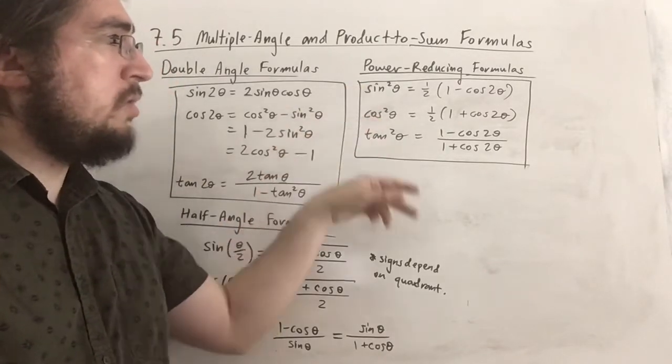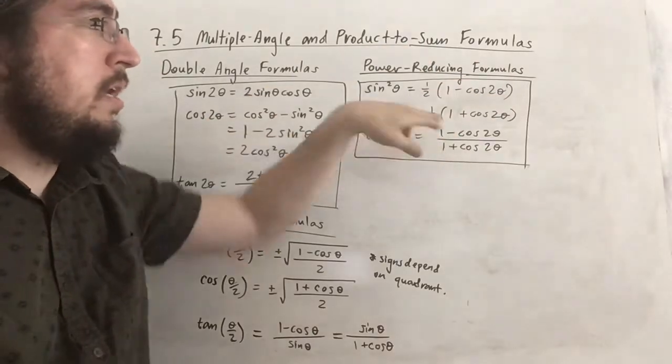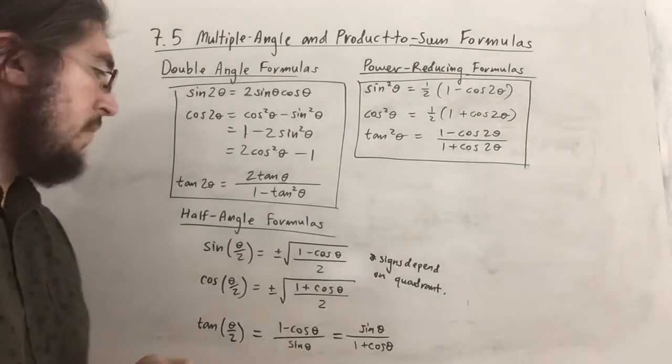And then finally, the tangent squared power reducing formula is pretty easy to verify because tangent squared is sine squared over cosine squared. So literally, if you just do this over that, the 1/2's canceling, you legitimately get 1 minus cosine of 2 theta over 1 plus cosine of 2 theta. So that's not too bad.